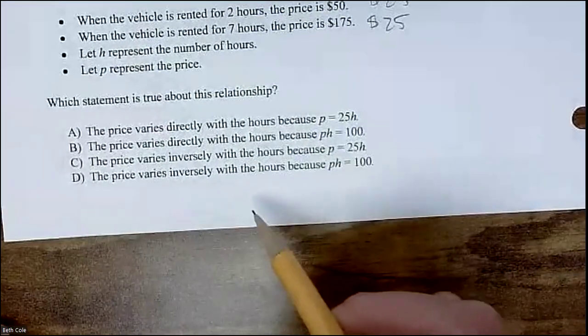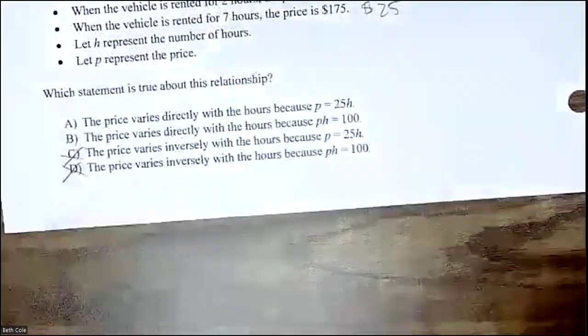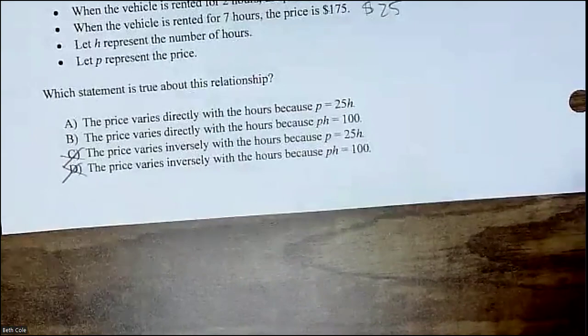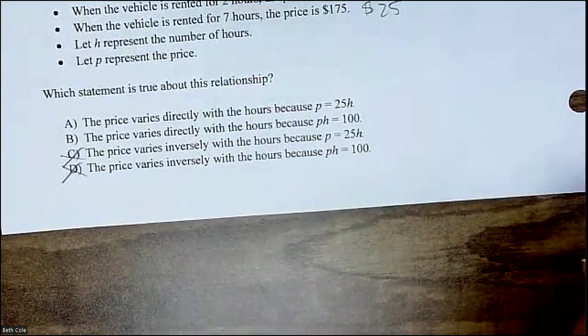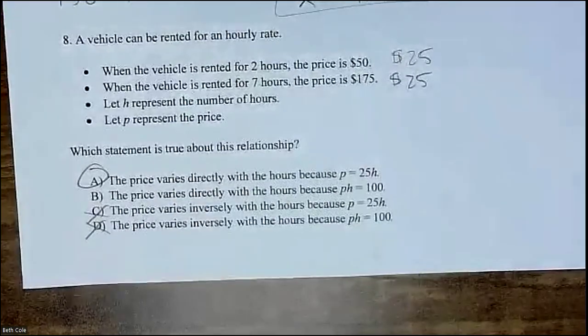So we can narrow it down to which two? Yeah, A and B. So get rid of these. And then which one has the 25 in it? A. So A is your answer for that. All right, so just gonna use your common sense and narrow it down.